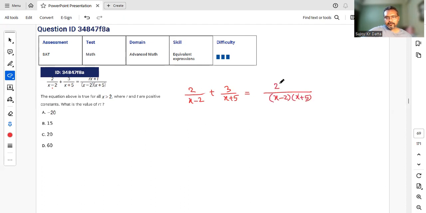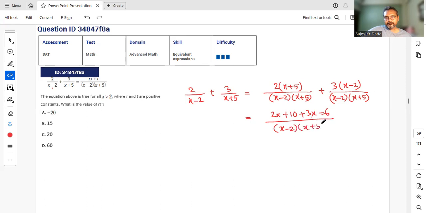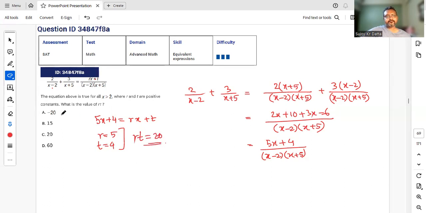On top, it becomes 2 times x plus 5, plus 3 times x minus 2, over x minus 2 times x plus 5. We make the denominator the same so that we can add. So on top we have 2x plus 10 plus 3x minus 6, which gives you 5x plus 4 over x minus 2 times x plus 5. Comparing, we have 5x plus 4 equals rx plus t. So r is 5, t is 4, and hence rt is 20. That's your option 3.